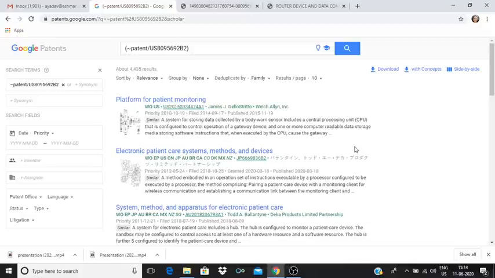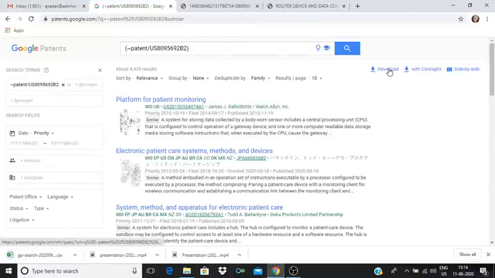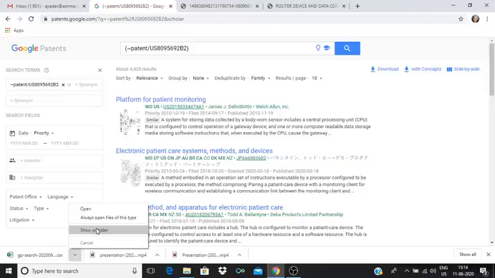And then again you have three different options. You can download all the results without concepts. You can download the results with concepts. And you can also open the patent side by side. So let's first look at the download option, like what this option contains. Okay, a file has got downloaded. It is a CSV file. Let's open it.